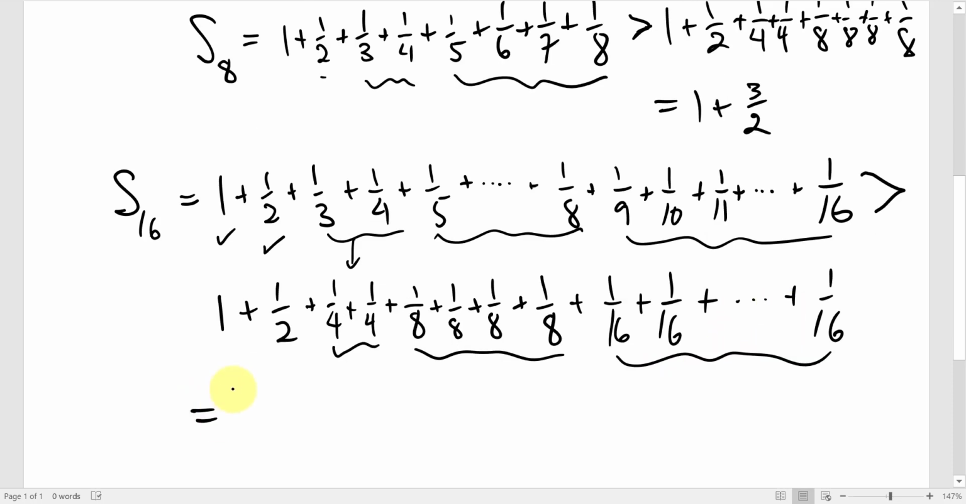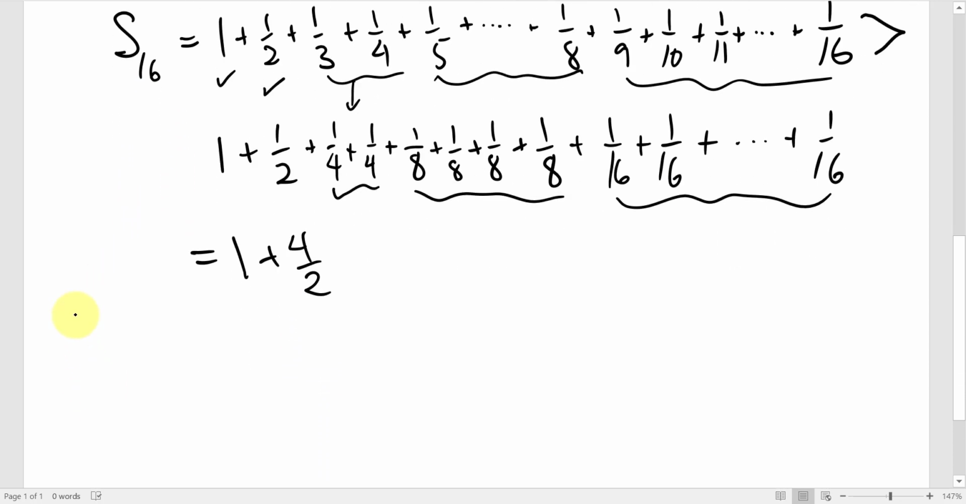And so if you add this up now, you have 1 plus, this is a half, this is another 1/2, this is a 1/2, and this is 1/2. So 1/2, 2/2, 3/2, 4/2. So here's finally the pattern that I want to explain. This is 2 to the 4, right? I've just shown that S, the partial sum of the first 16 terms, is actually more than 1 plus 4/2.